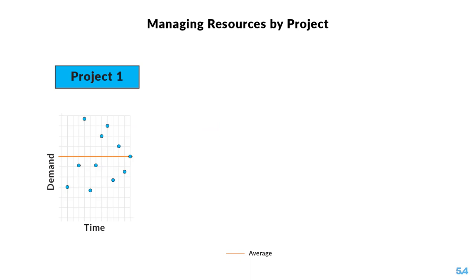Think about a single project and imagine we could plot the demand for a given resource type over time. On some days, demand is very low, and on others, very high. There's an average we can draw through this. If, however, we were to resource the project to the average level, we'd be unable to meet the peak demands and we'd fall behind on schedule.